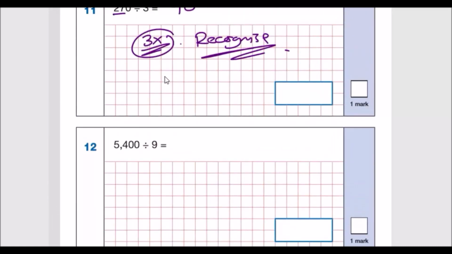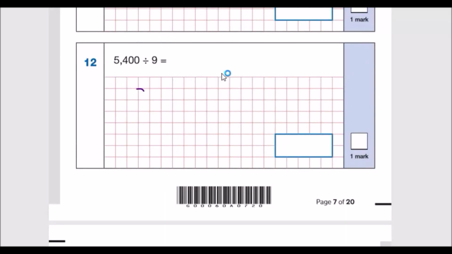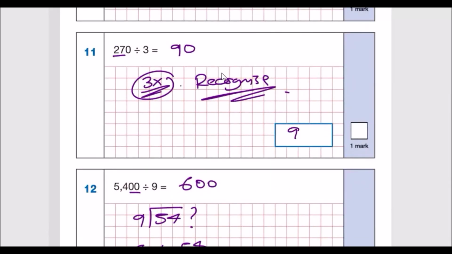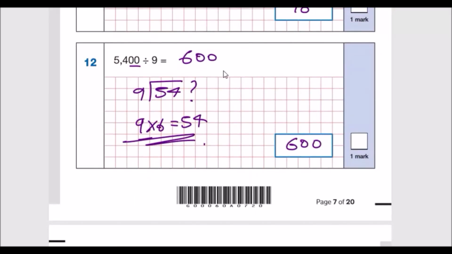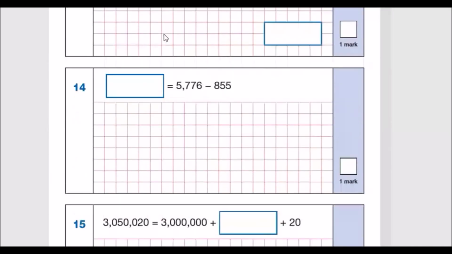5,400 divided by 9. Just like number 11, you have to recognize your 9 times table. So how many 9s go into 54? Well, this one again is straightforward. If you know it, then you know it. If you don't, just counting, it should be 6. So the answer would be 6 with 2 zeros, since 9 times 6 is 54. Sometimes it's kind of hard to say because you just have to recognize your times table. So make sure you review your times table, at least for the later part of the questions. Anyway, let's move forward, guys.